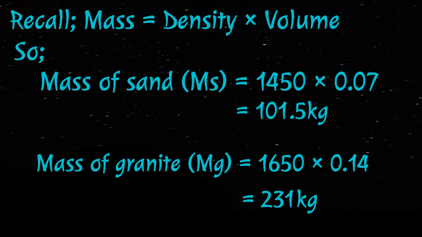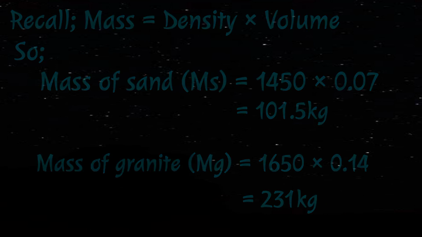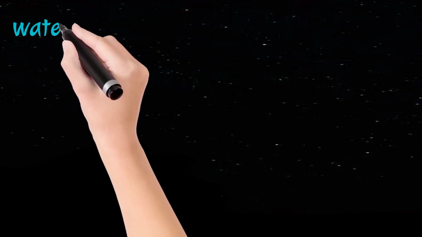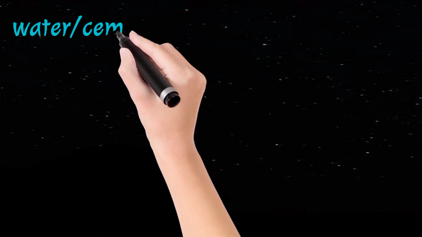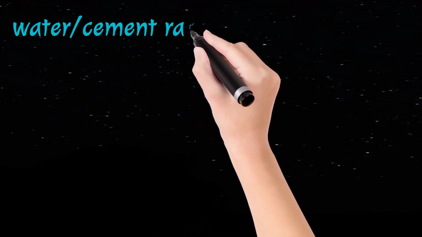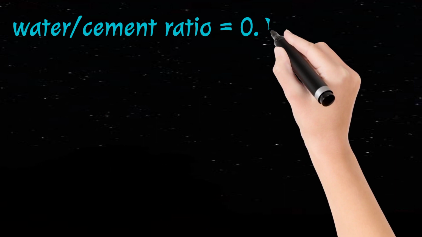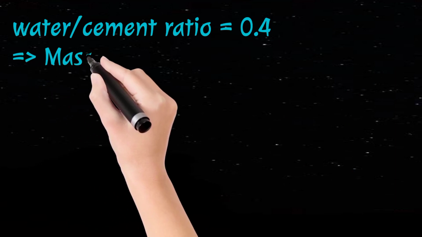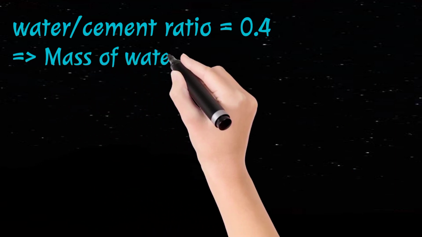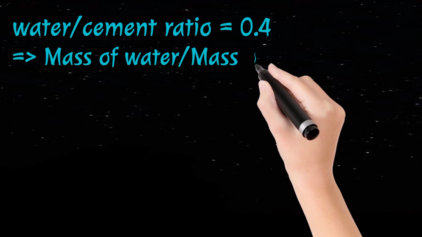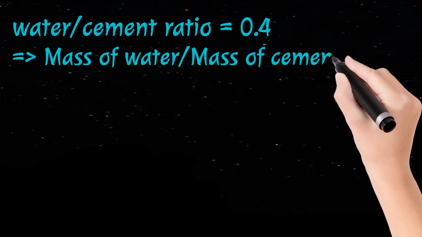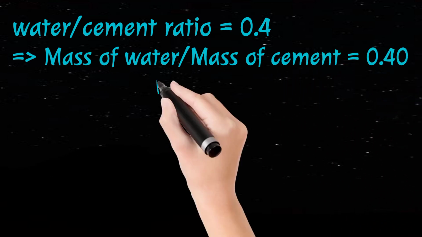I hope you get this. So for the granite, we are doing the same thing. 1,750 multiplied by 0.14, you have it as 231 kg. Okay, so we are moving over to the next item. We already know the mass of cement as 50 kg. We know the mass of sand from what we calculated there, 101.5 kg. The mass of granite is 231 kg.